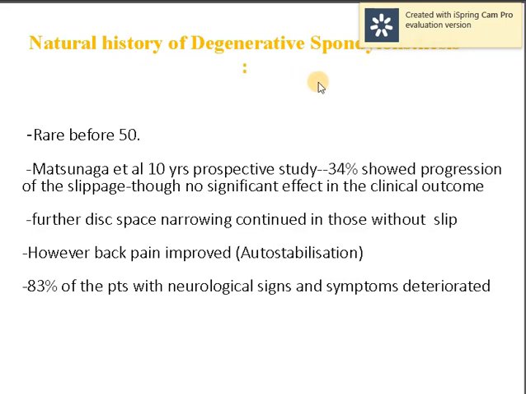Natural history of degenerative spondylolisthesis: we see it is rarely seen before 50. And Matsunaga et al. did a 10 year prospective study. In this study, they found that 34% of the population showed progression of the slippage, though no significant effect was seen in the clinical outcome. Further disc space narrowing continued in those without slip. Back pain has improved, that is called auto-stabilization. 83% of the patients with neurological signs and symptoms deteriorated.